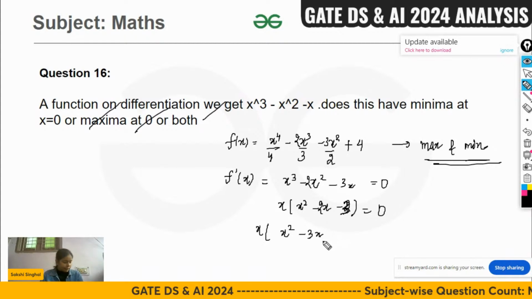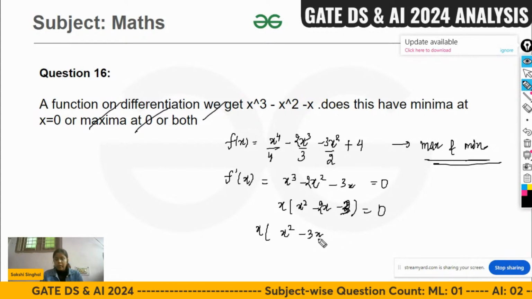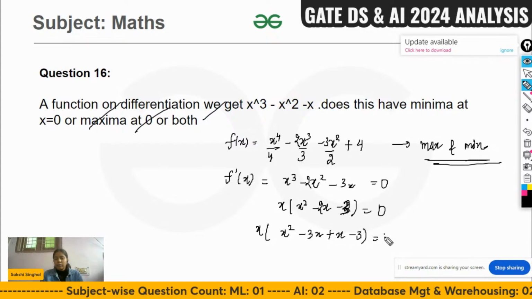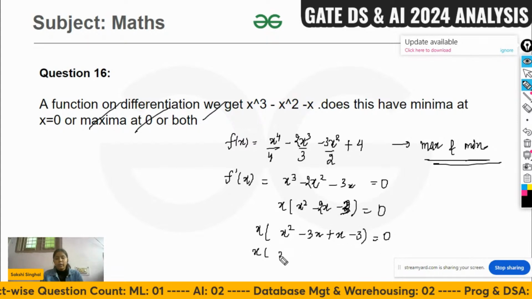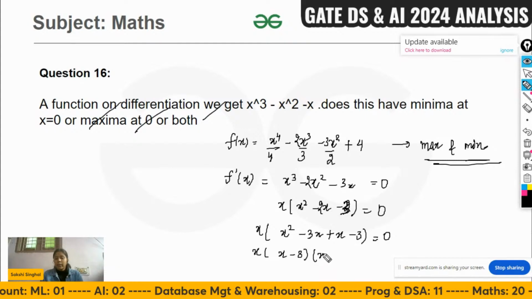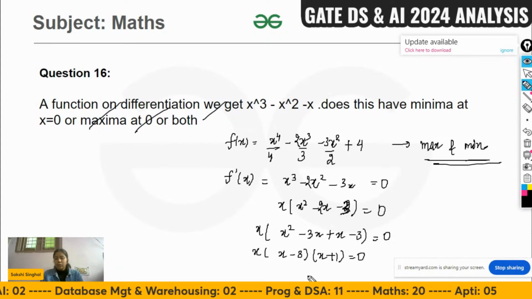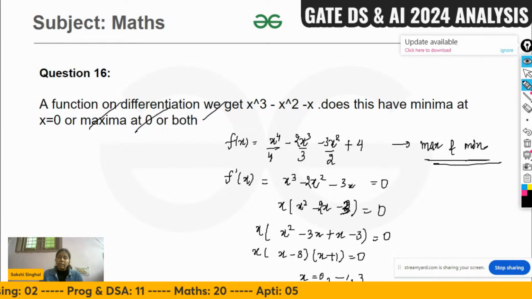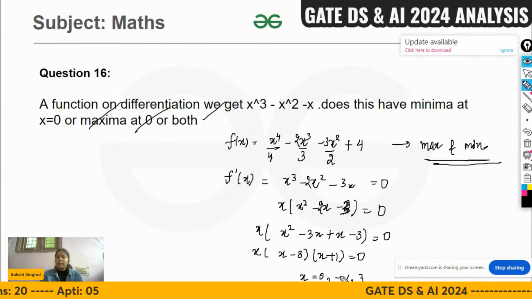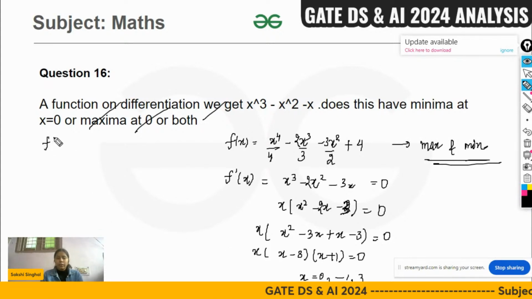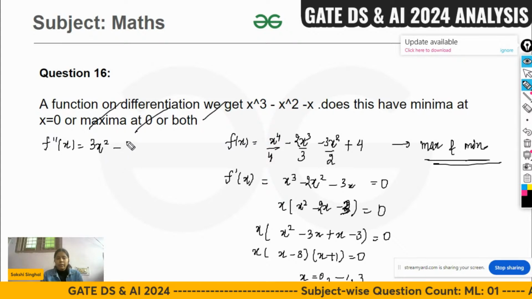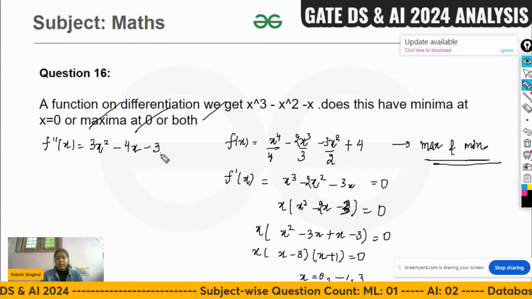Just check this question, guys. x square minus 3x plus x minus 3 equals to 0, right? So the roots would become x into x minus 3 into x plus 1 equals to 0. So the roots would become 0, minus 1, and 3, right? These three would be the critical points. Now, at these critical points, I have to find out maxima and minima. And for that, what would I do? I'll find out the double derivative, f double dash x. x cube would become 3x square minus 4x, and that would be minus 3.